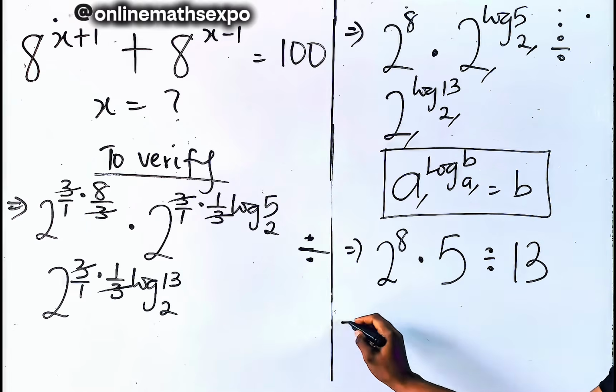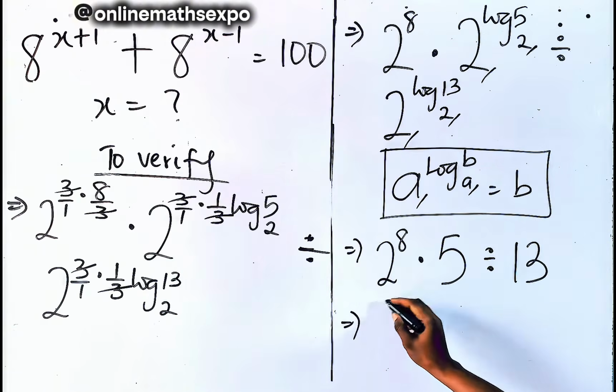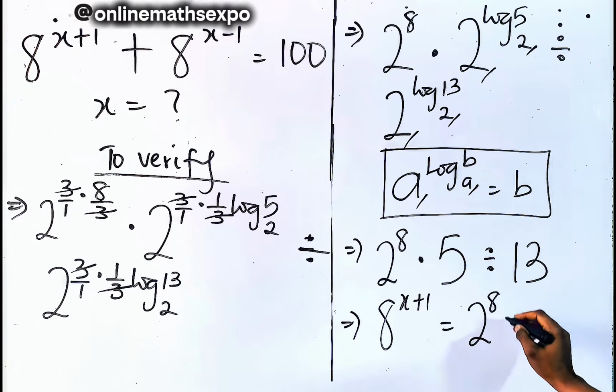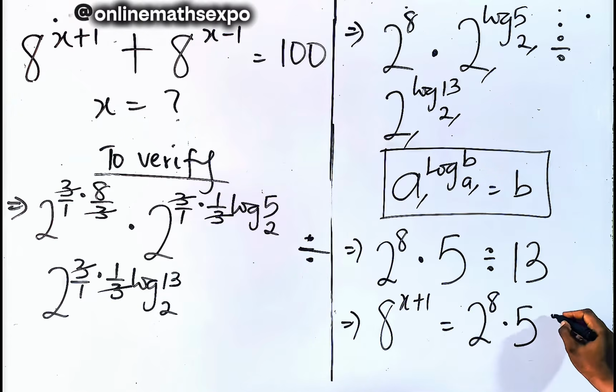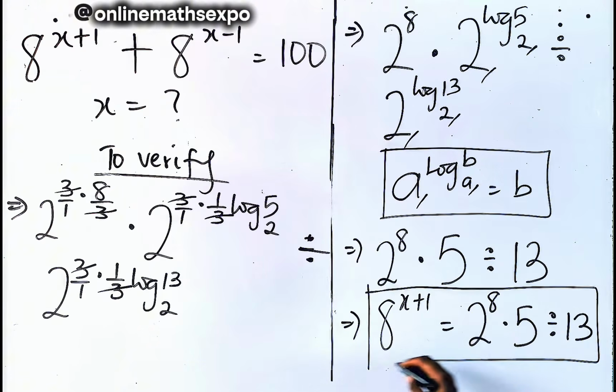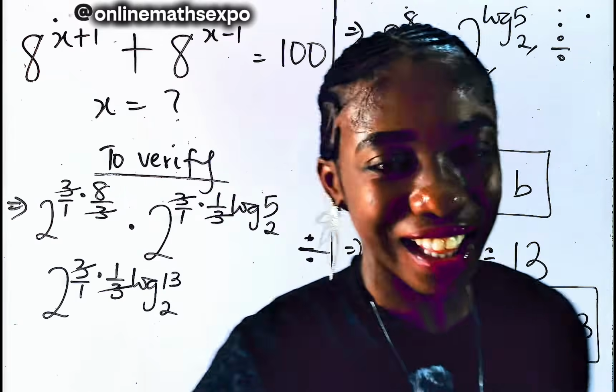And what it means is that for simplifying 8 to the power of x plus 1, we got 2 to the power of 8 multiplied by 5 and divided by 13. Let's keep this and then work on this. So let's do that together.